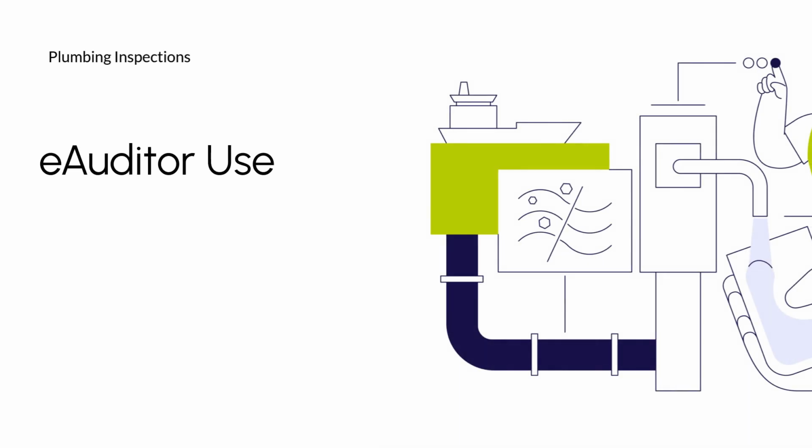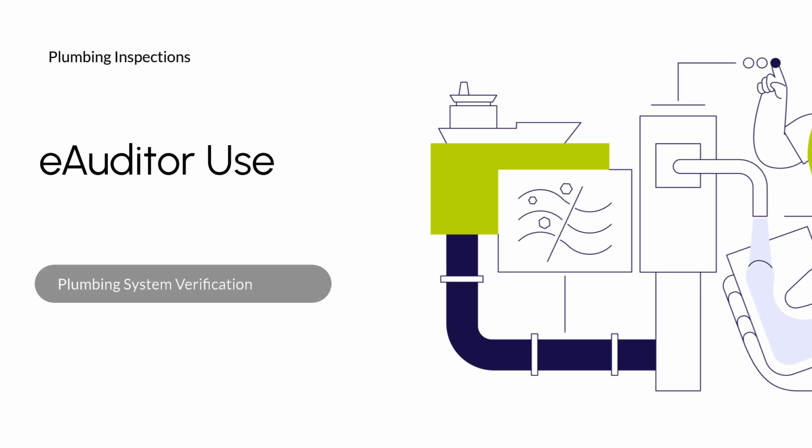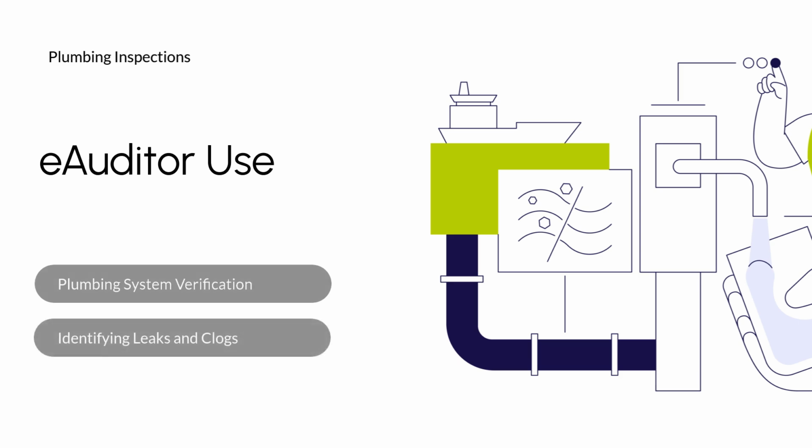Using eAuditor for plumbing inspections verifies systems' functionality and safety. It helps identify issues like leaks or clogs. The tool offers customizable checklists, photo documentation, and automated reports. This makes inspections more accurate and consistent. Cloud storage ensures efficient data management.